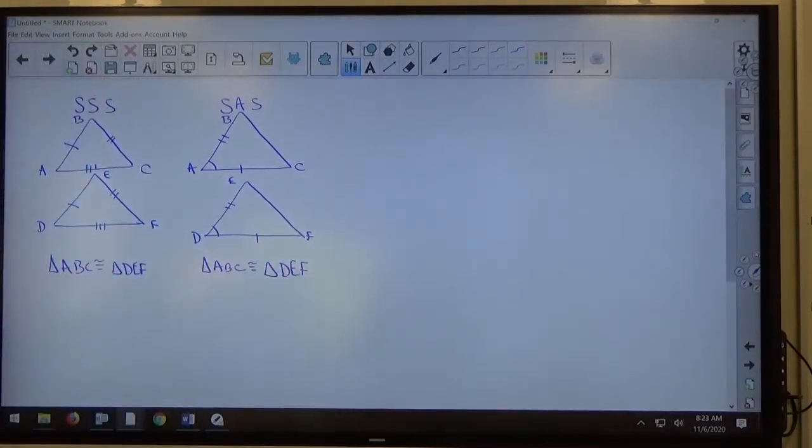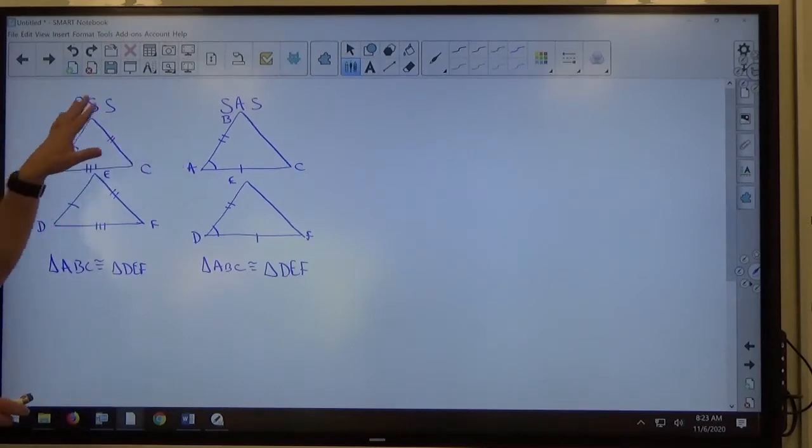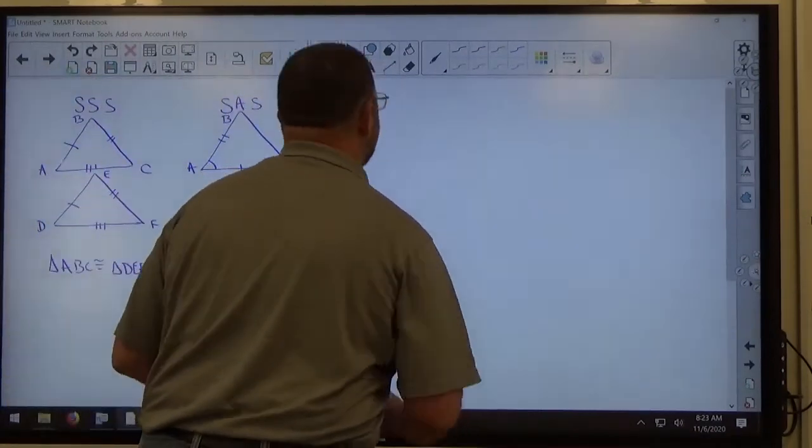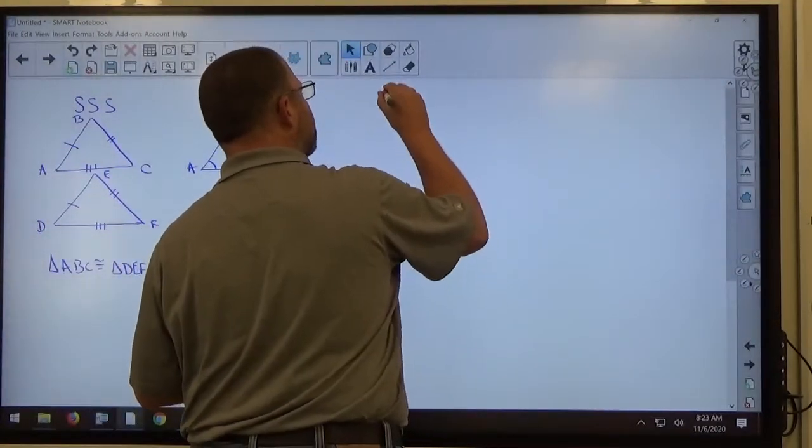We did have side-side-angle show up in an example problem. That's not a valid proof. You can't show that two triangles are congruent by side-side-angle. That does not guarantee congruence. All right, but side-angle-side and side-side-side both guarantee congruence. Again, that's what we dealt with yesterday. Getting a couple new ones today. First one's angle-angle-side.